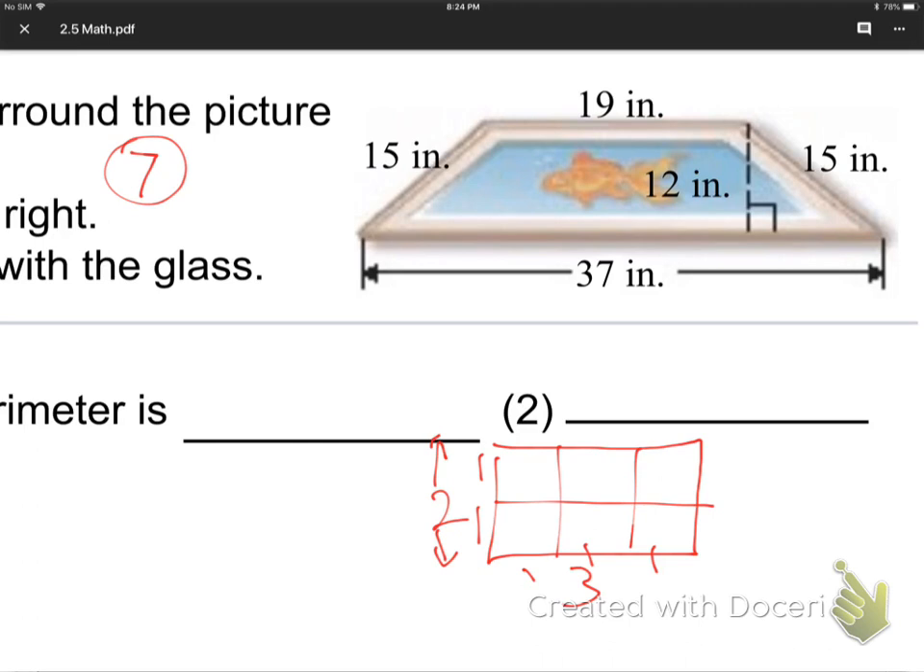How are we going to do it? What I would suggest is bring this line down right there. And this is 12 from there to there. And how far is it across here? From there to there.